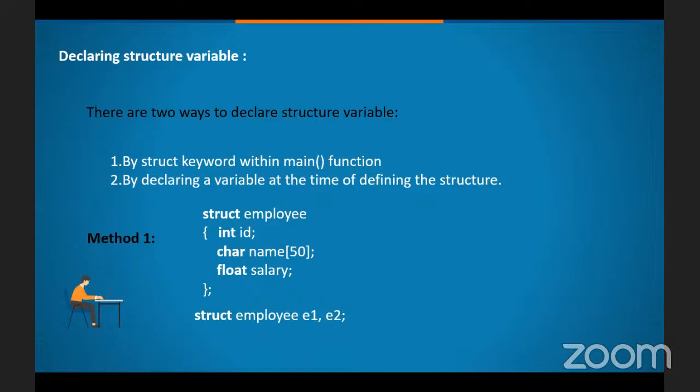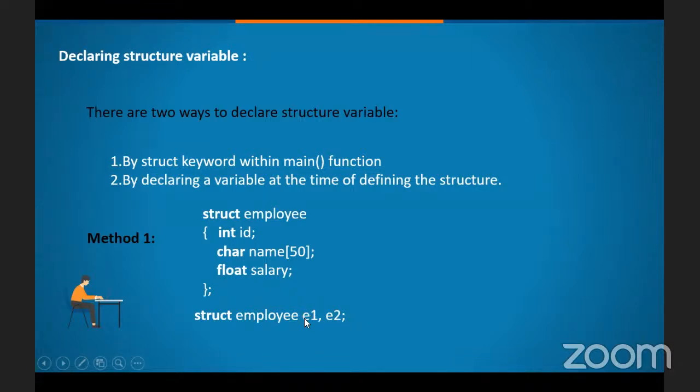Yeah, but now the next topic is declaring structure variable. There are two ways of declaring structure variables. One is by using the struct keyword within the main function, and another one is declaring the variable at the time of defining the structure. I'll run both ways. Okay, so here I have just opened struct employee: int ID, char name, float salary, by using the struct keyword, followed by your employee structure name, and this is the structure variable e1, comma e2 and so on. Any structure variables you can access.